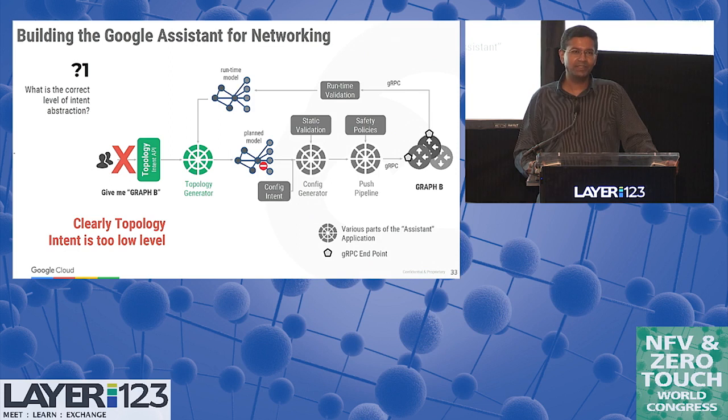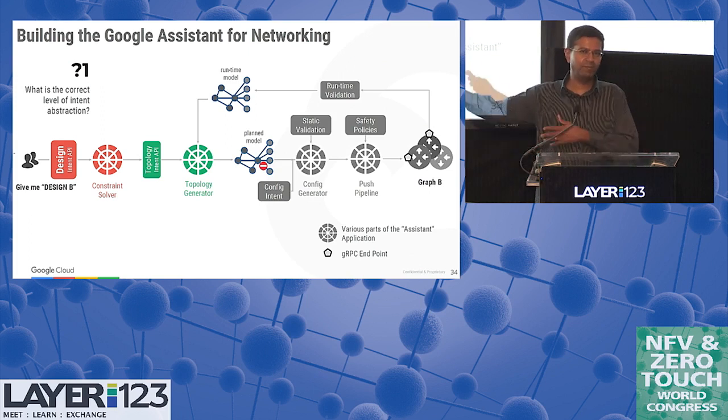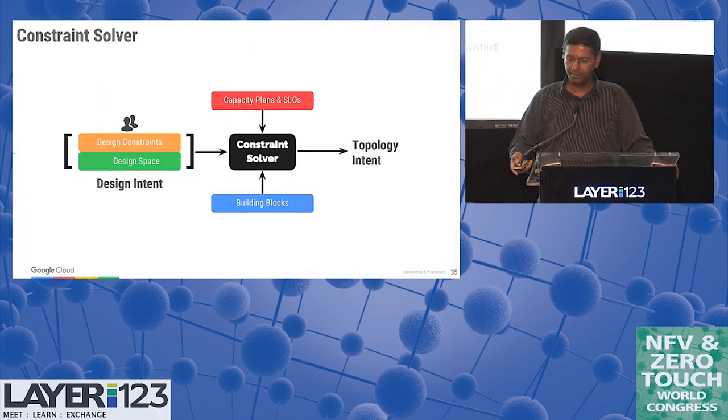So then, coming back to question number one, is topology intent really the right level of abstraction? Clearly, the answer is no, because that is too nitty-gritty. So what you really want to do is pull it one level up and say, what I really want the operator to do is say, give me design B. Instead of saying, give me topology B or config B, give me design B. And then you have a constraint solver, which I'll touch upon, which spits out this topology that, again, feeds into the pipeline that we saw earlier.